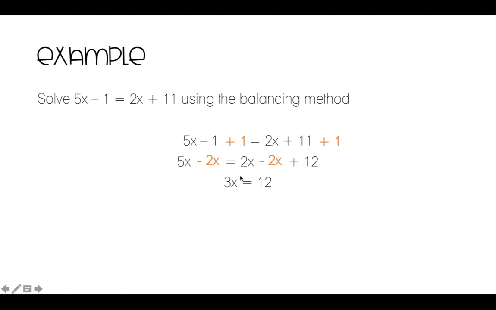Now this is the tricky bit. Now I need to get rid of this 3. So I've got 3 lots of something at the moment. To get rid of that, because this is 3 times x, I'm going to divide by 3. Divide both sides by 3. And you want to cancel out these 3 so that you end up with just x on its own. And then you end up with x equals 4.